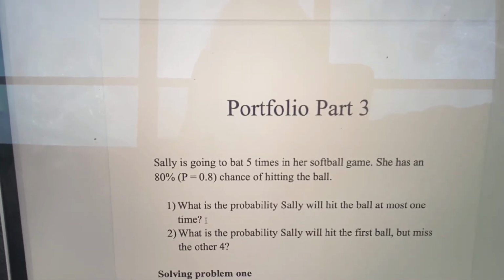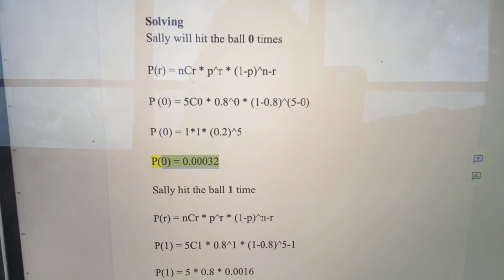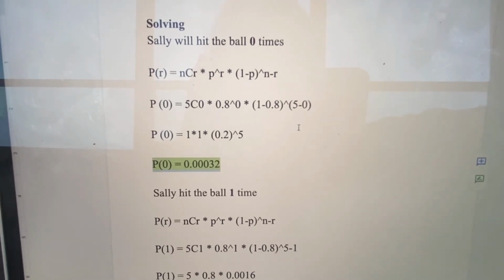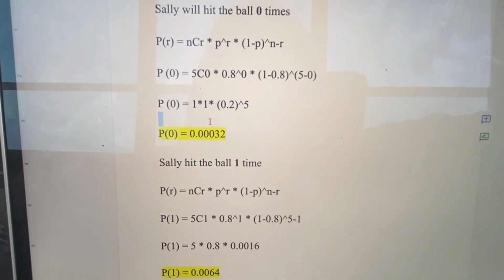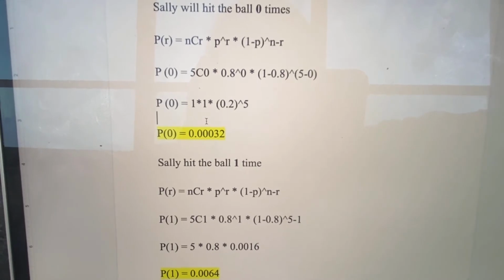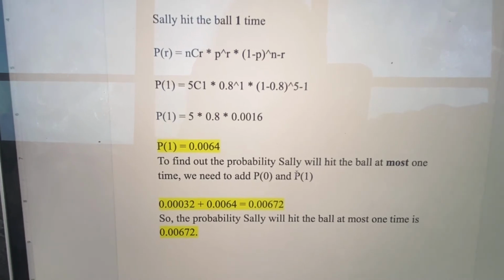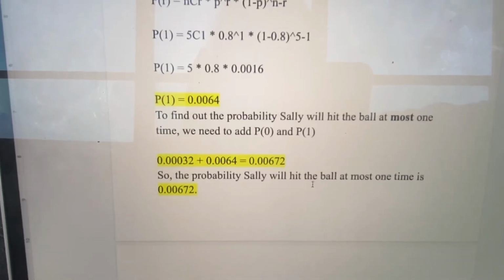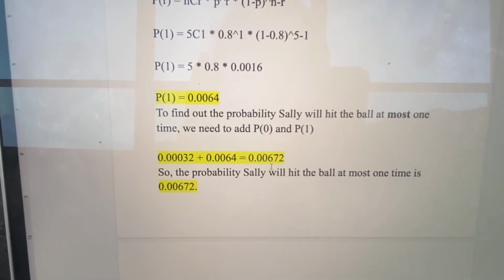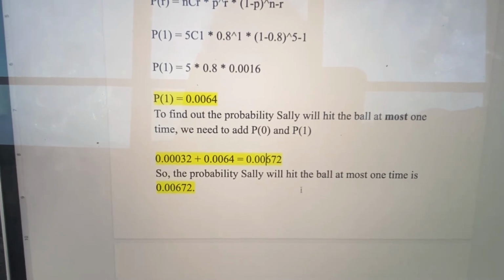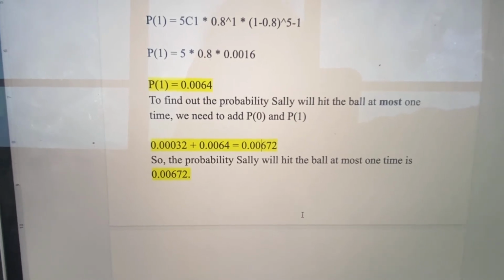Then to find out, let's scroll to the top to our first problem. What is the probability Sally will hit the ball at most 1 time? We're going to add our 2 probabilities. So we're going to add our chance of her missing the ball every time to the probability of her hitting the ball 1 time, because it's asking for at most. So she can miss the ball all times, or she can hit the ball once. Like I said, we need to add. So once we add them, we should get 0.00672. If you convert it to percentage, it's going to be 0.672%. So the probability Sally will hit the ball at most 1 time is 0.00672.